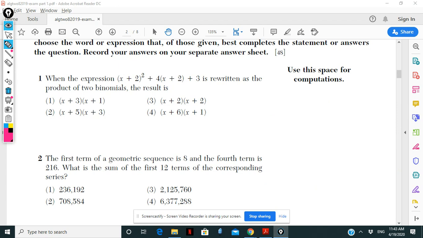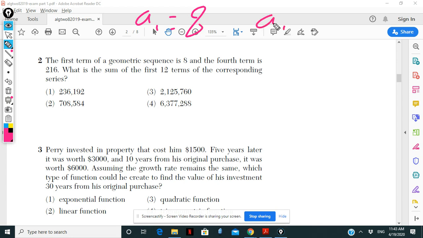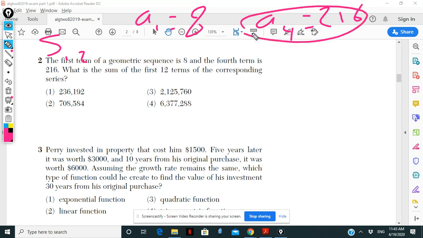Question number 2. In a geometric sequence, I have a1 equal to 8, and I have the fourth term equal to 216, and we want S12. So I'm going to use the A4 to find the R. A4 equals A1 times R to the n minus 1, which is 4 minus 1, which is 3.